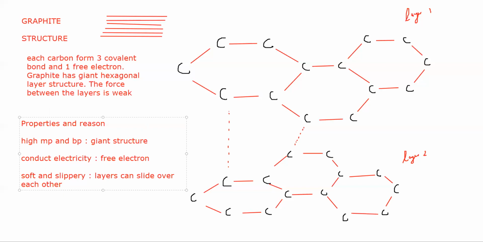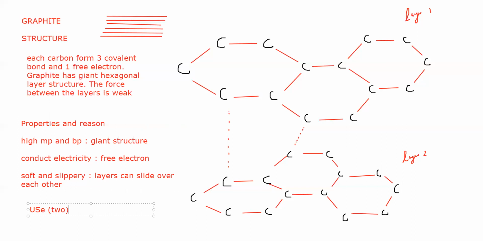So the layers can slide over each other. That's why graphite is soft and slippery. The uses of graphite you have to write. Again, you have to write 2 uses, same like diamond. So you have to learn these points and learn how to draw the structure of graphite.